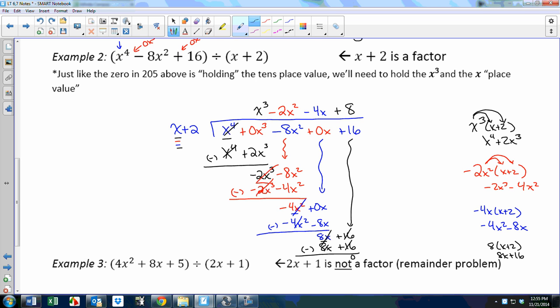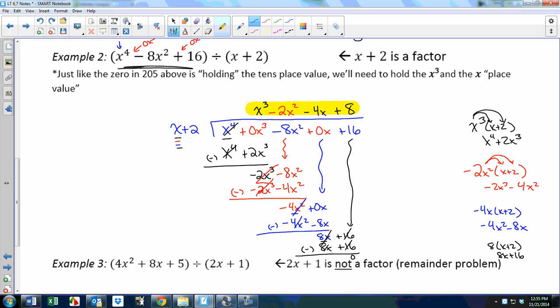All right, I know I've kind of been quiet while I'm working up here, but you should get a remainder of 0. Now, why is that? Because x plus 2, at the beginning of the problem, it's noted up there. X plus 2 is a factor. If something is a factor, when you divide it, you're going to get no remainder. When something is a factor, okay? So your final answer is just x cubed minus 2x squared minus 4x plus 8.